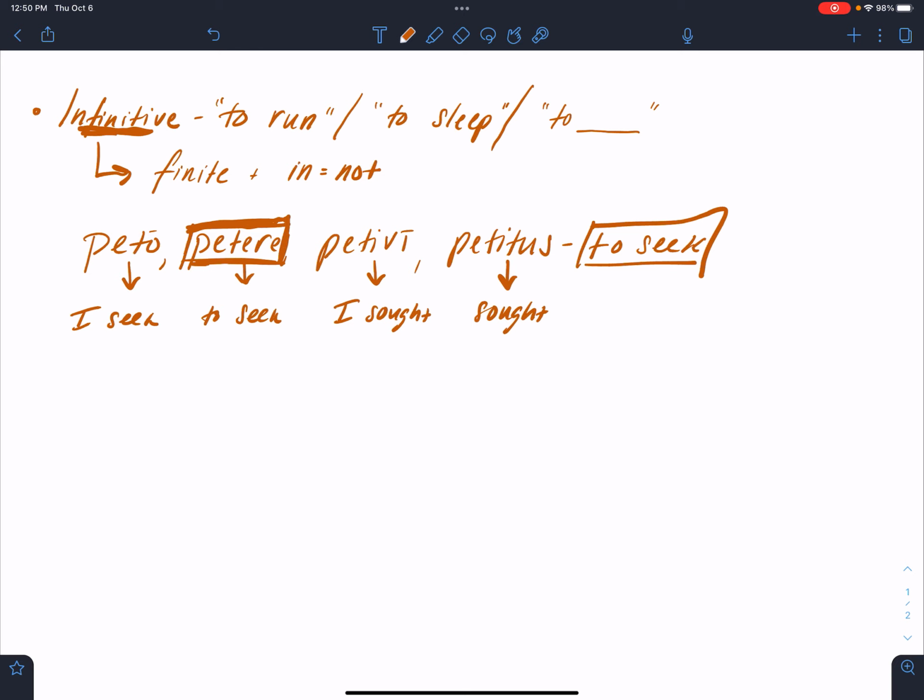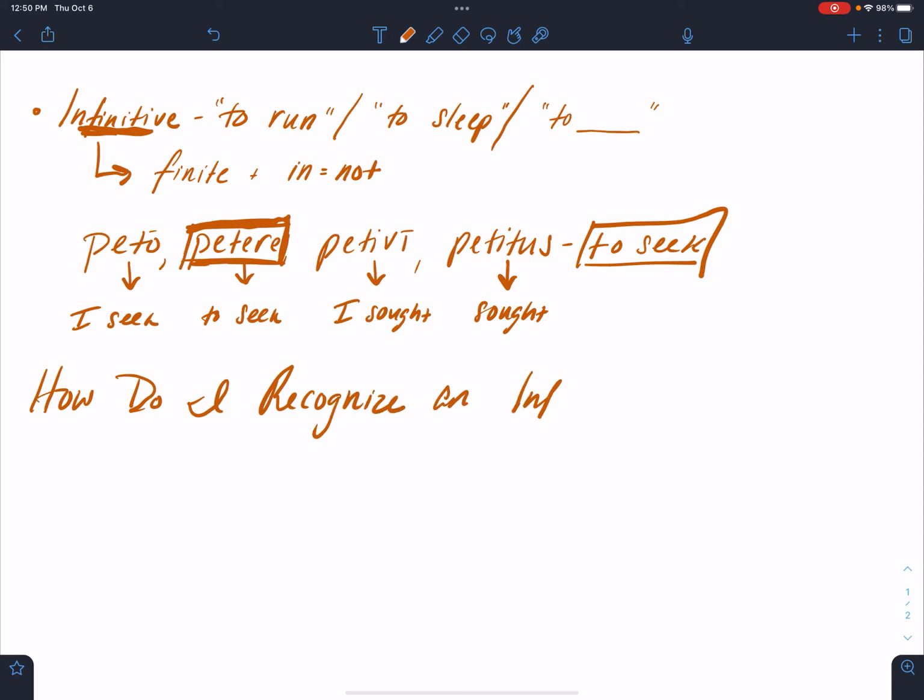Any commonalities? All right, Jade, what are you noticing? Yeah, okay. All the infinitives end with a vowel and RE. Okay. So here's your little cheat sheet. Oh, I see it now. Okay, how do I recognize an infinitive?